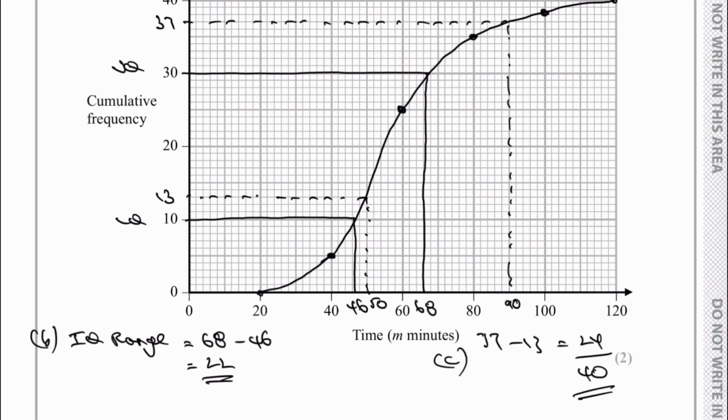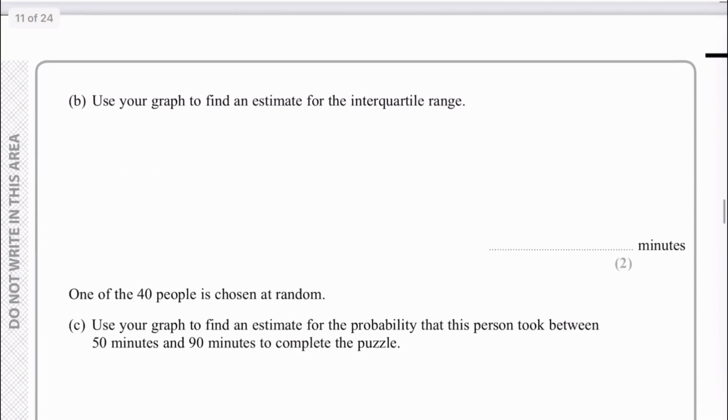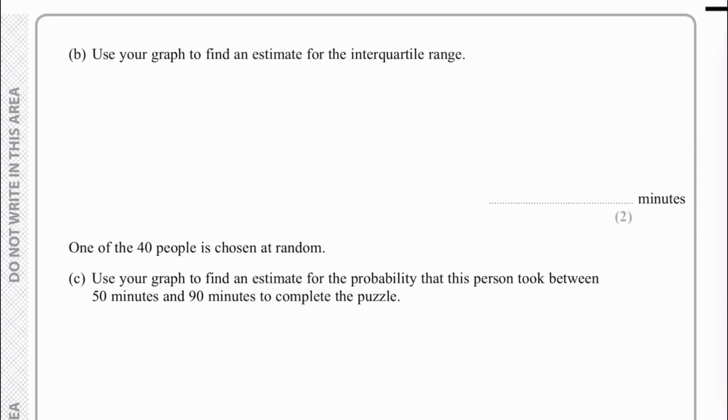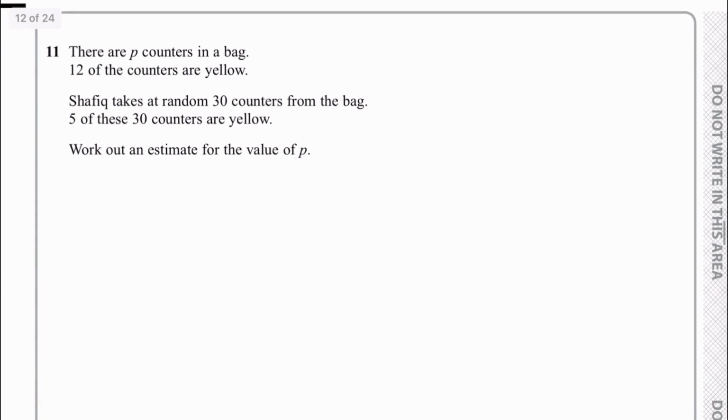Okay, let's move on then to question number 11. I'm going to skip, and you can see there that's the second page that we've just completed. So let's move on then to question number 11.